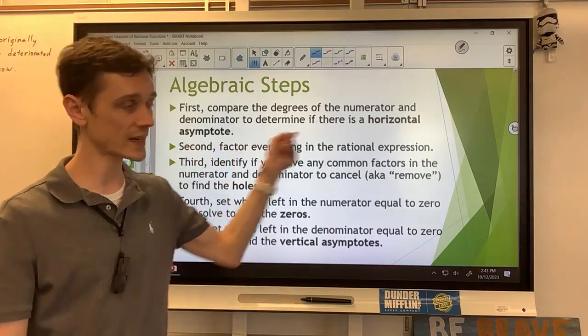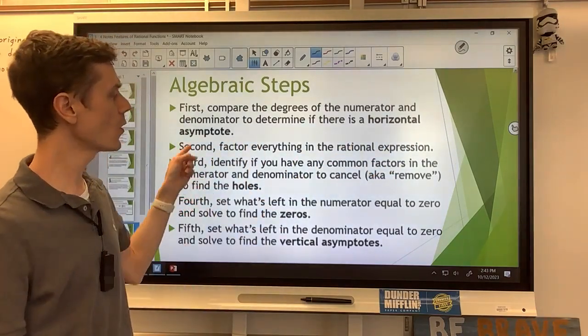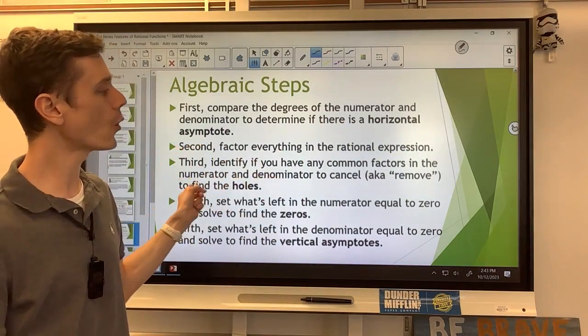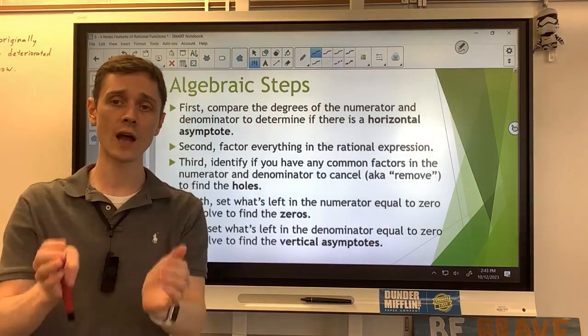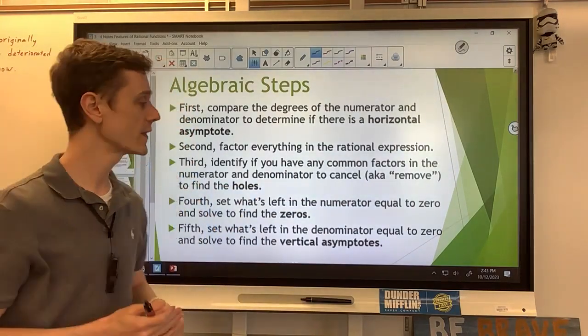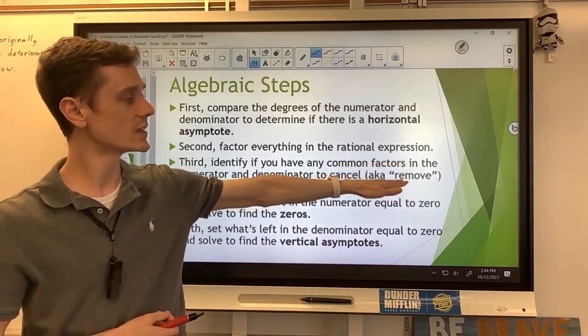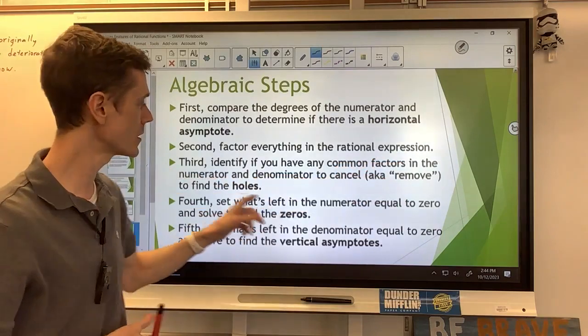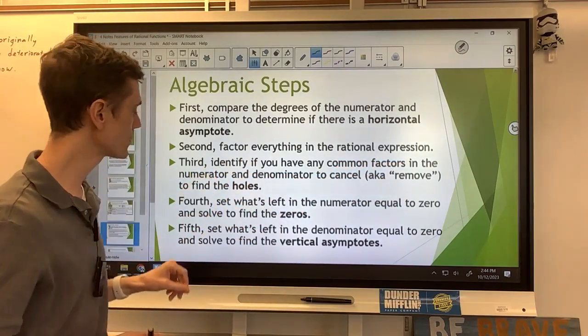Next step, factor everything. If it's not already done for you, you will need to factor that out. So once you have it factored, look for the holes next, the ones that you can remove from the expression, because if you see a factor on the top and the bottom, like x plus 2 on numerator and denominator, well then those can be canceled out. They can be removed from the expression, and any of the solutions you get from setting those factors equal to 0, those are going to be the x value locations of your holes in the graph.